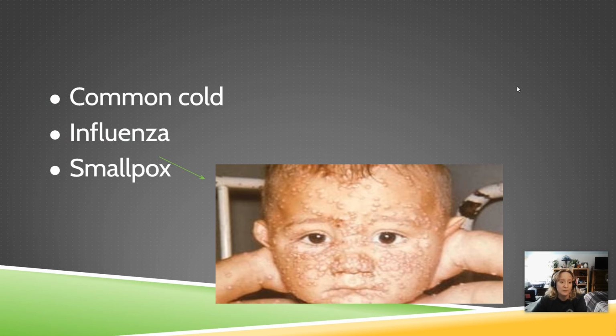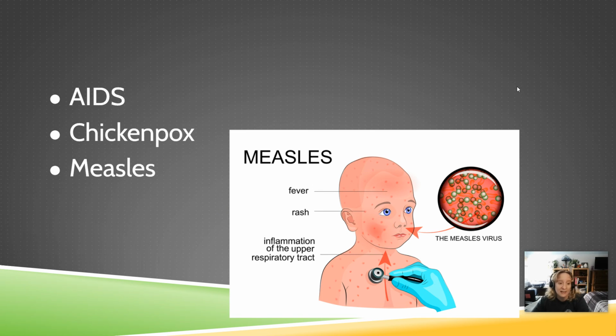Other things are the common cold, the influenza, so it's flu shot time, and smallpox, that's what this picture is. The arrow is a little off. Smallpox is related to chickenpox, but smallpox does affect you worse, I guess you would say, but it's similar in that you get marks. AIDS, chickenpox, which most students have to have a vaccine for. When I was in school, they didn't have a vaccine, so I actually got the chickenpox.